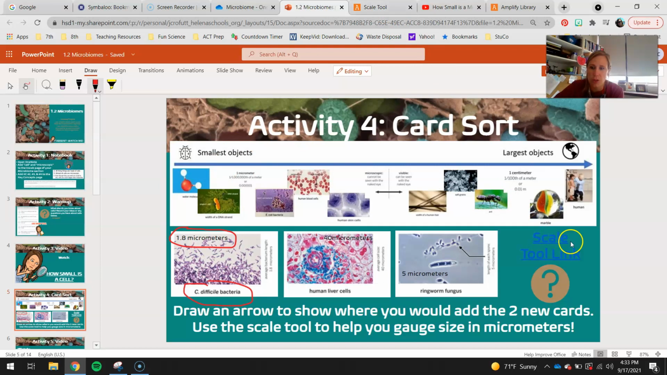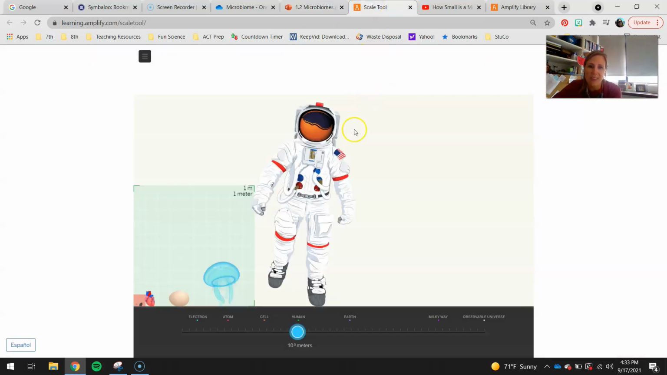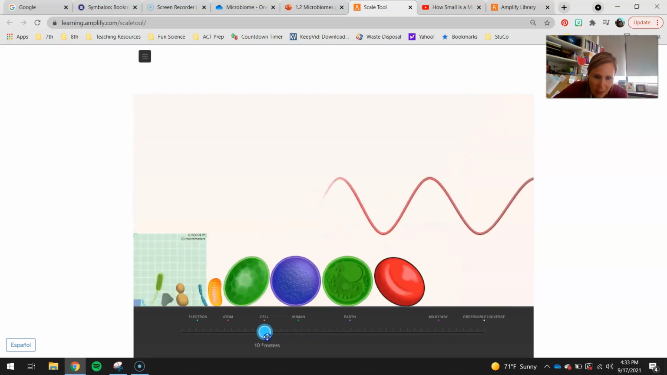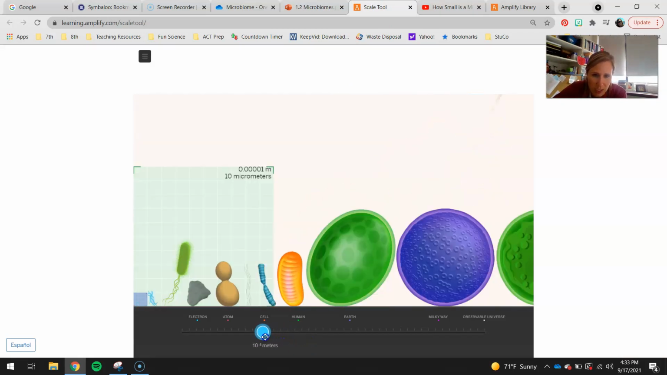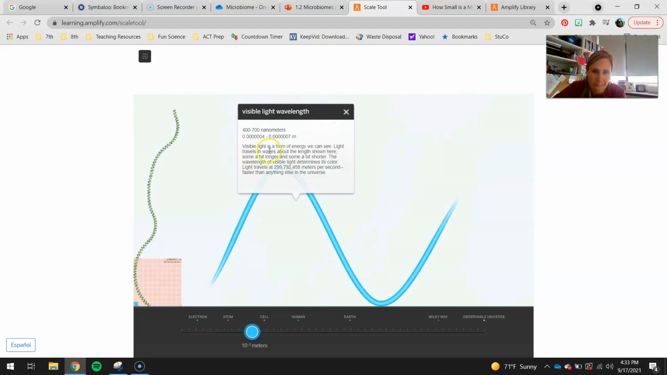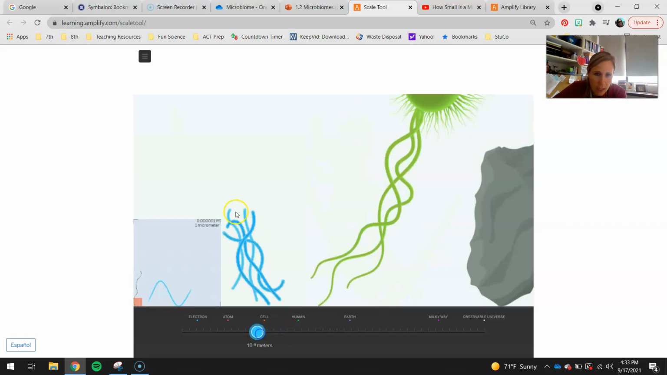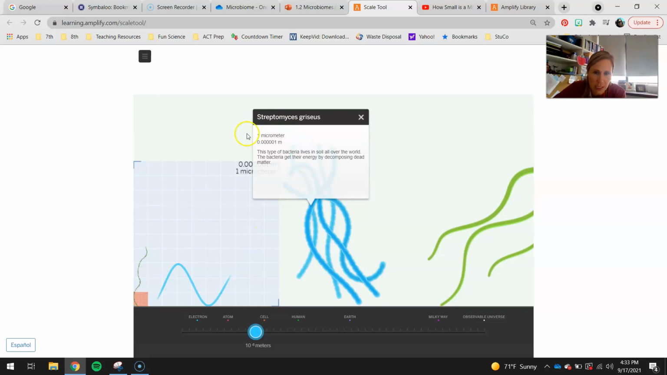So what you guys are going to do is right-click the scale tool link and open that up. Remember you had this little thing where we could drag. Okay, and we're going to go down to our small things. We know it's 1.8. So we can look right here and say, all right, here's 1 micrometer. Oops, I passed it. Okay, 1 micrometer is about right here. So we can take a look at Streptomyces griseus, which is a type of bacteria that we find in the soil. It's about 1 micrometer. So here it is right here.